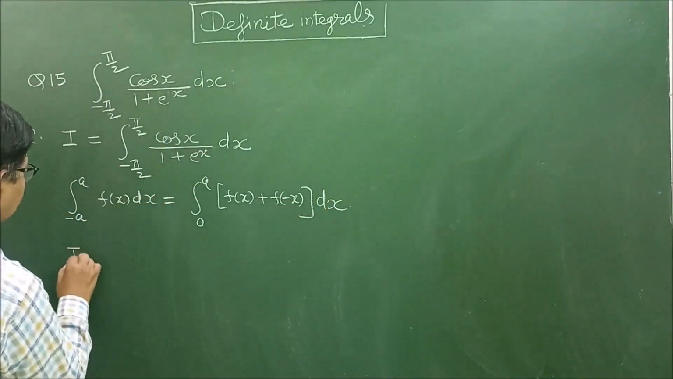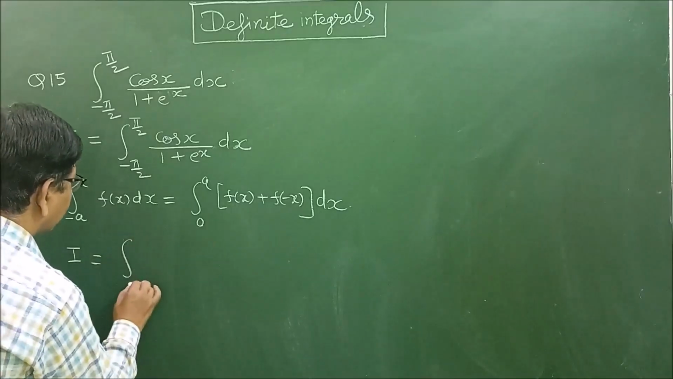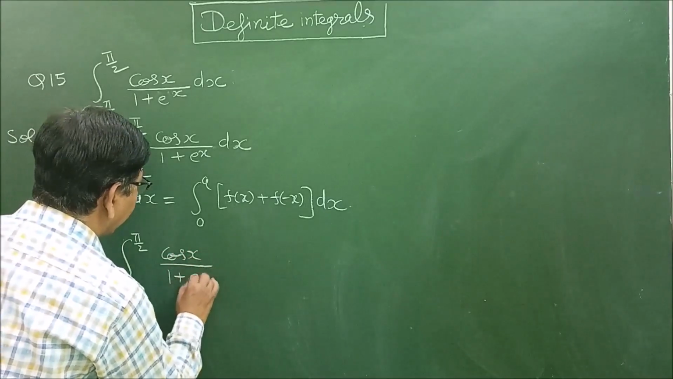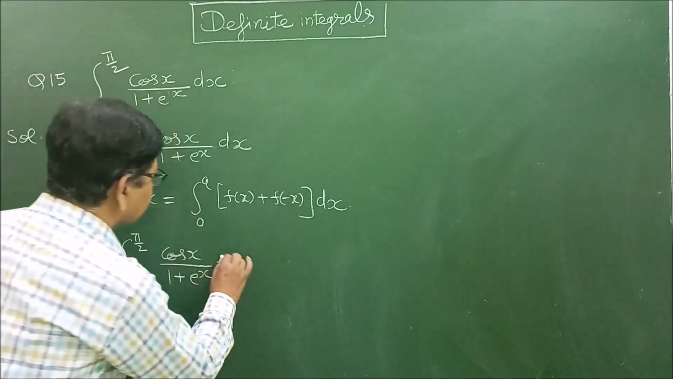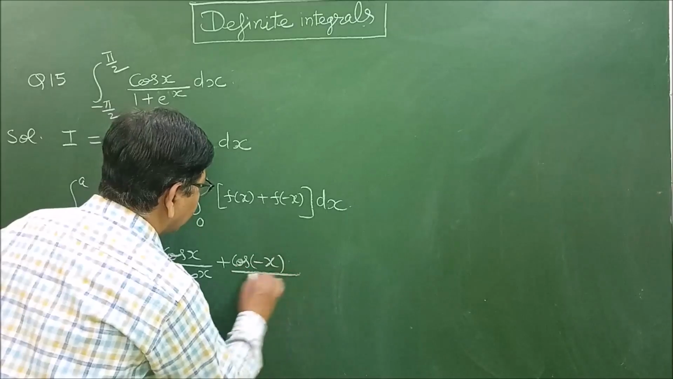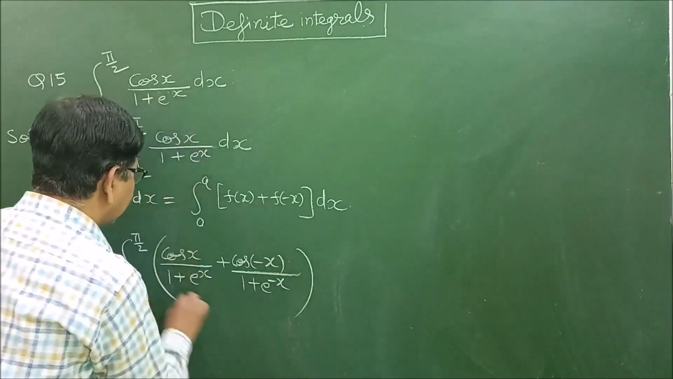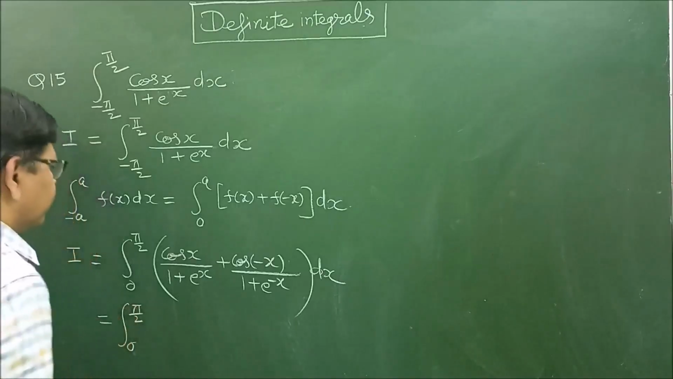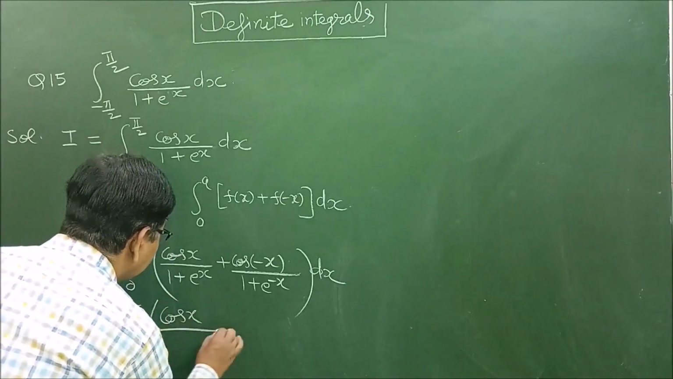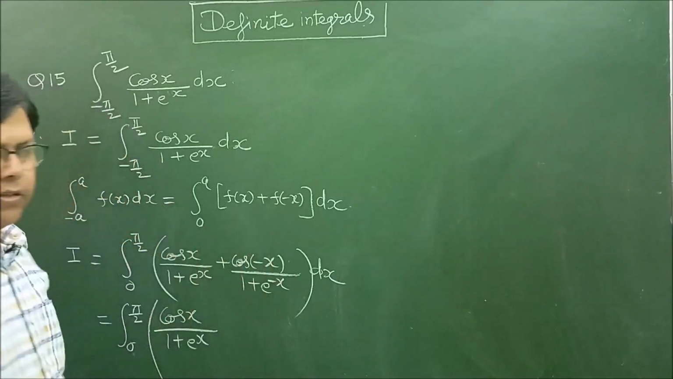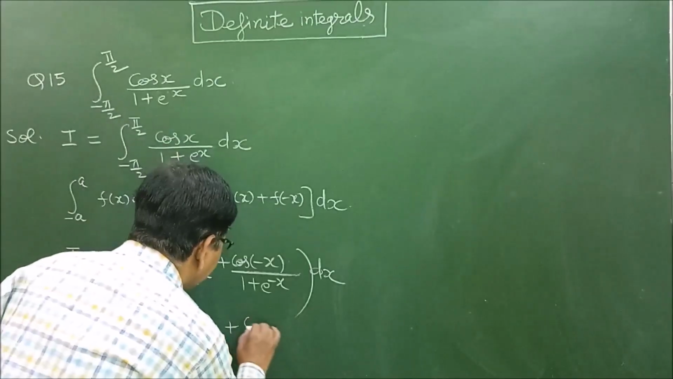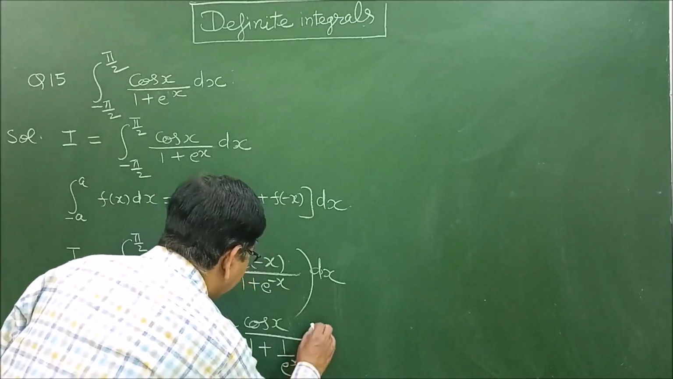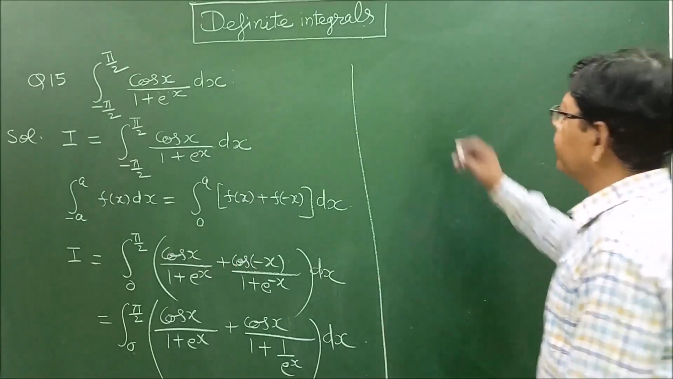So I can write this I is equal to 0 to pi by 2 cos x upon 1 plus e^x, and now replacing x by minus x here, plus cos of minus x upon 1 plus e raised to the power minus x dx, which is equal to 0 to pi by 2 cos x upon 1 plus e raised to the power x, cos of minus x is equal to cos x, so plus cos x upon 1 plus e raised to the power minus x, which is equal to 1 upon e raised to the power x dx.